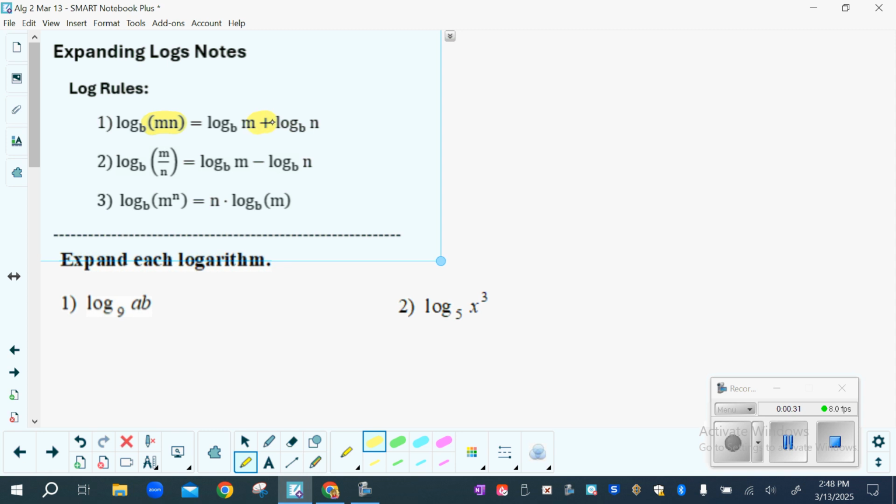And then the multiplication becomes two separate logs with an addition in between. Okay? So I'm going to tell you where that comes from. It's not going to make it completely clear, but sort of a little bit.